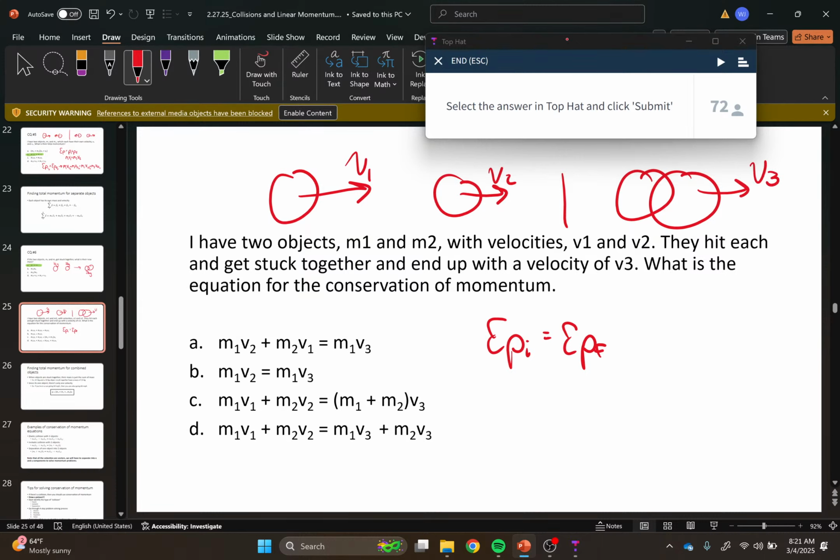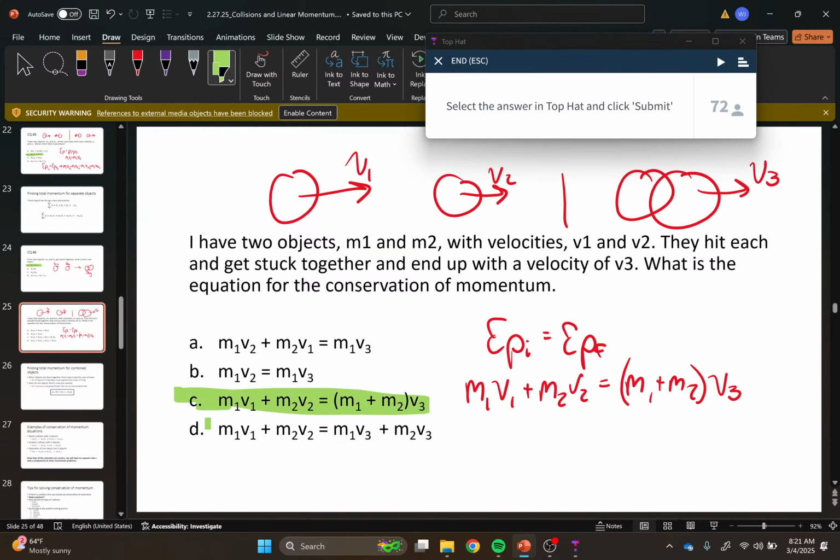That's our V3. So yeah, this is how we build this. We have the momentum of object 1 plus the momentum of object 2 equals the momentum of both objects together, which is their total mass times their velocity. Now, if you answered D, that's also correct because it's the exact same thing. C and D are the exact same thing. D is just written there to show you that generally we'll write it as C because it shows that they're together. But D, we just brought the V3 to both terms to show, hey, they have the same velocity.